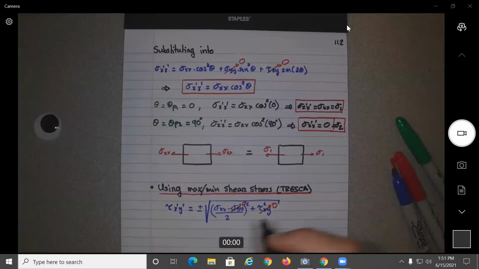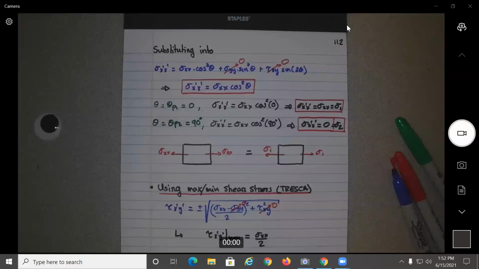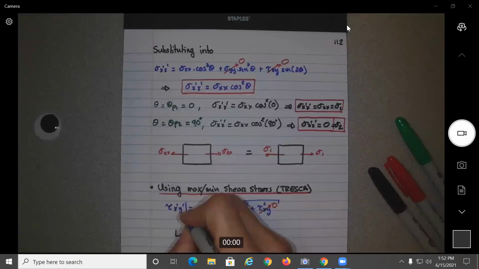So basically, we are left with tau x prime y prime max equal to sigma xx divided by 2, and tau x prime y prime minimum equal to minus sigma xx divided by 2. Maybe I should put over here max min.